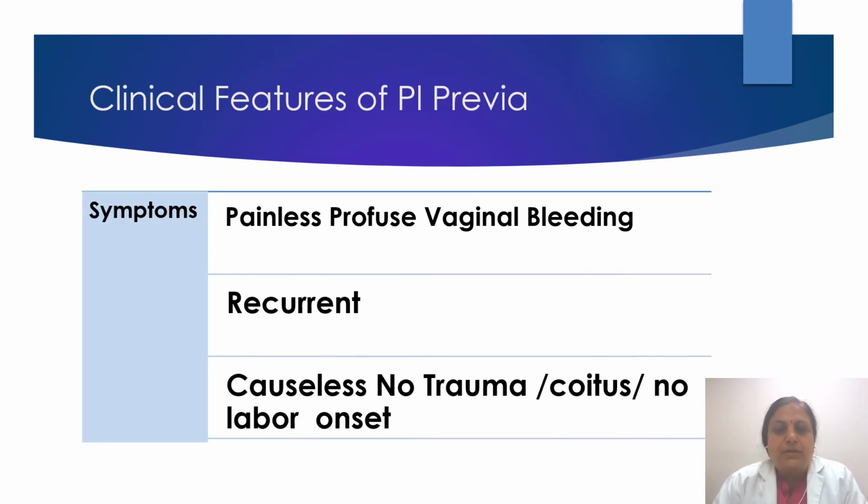Now, understanding the clinical features of placenta previa, its symptom is painless profuse vaginal bleeding. The bleeding is recurrent, that means it happens often, and it is causeless. There is no history of any trauma, coitus, or labor onset to lead to the bleeding. So a painless, causeless, recurrent bleeding is suggestive of placenta previa.